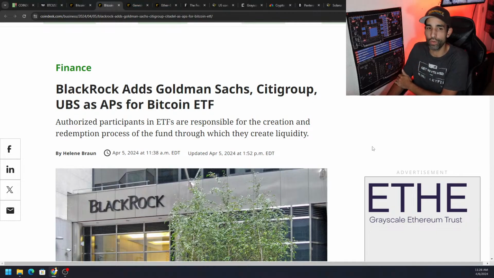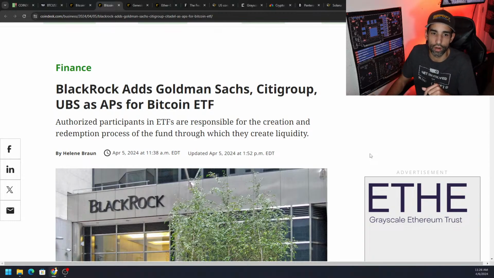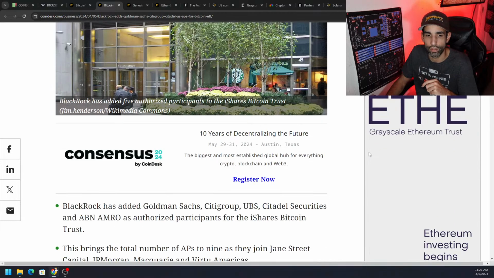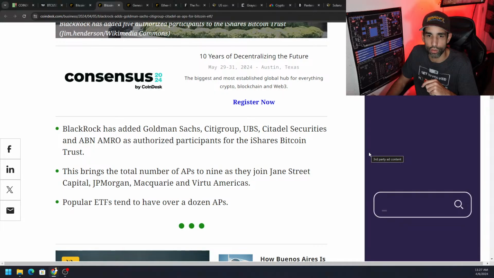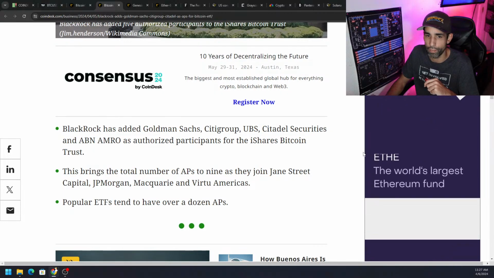But as we get more institutions coming on, authorized participants in an ETF are responsible for the creation and redemption process of the fund, through which they create liquidity. BlackRock has added Goldman Sachs, Citigroup, UBS, Citadel Securities, ABN AMRO as authorized participants in their iShares Bitcoin Trust, IBIT.